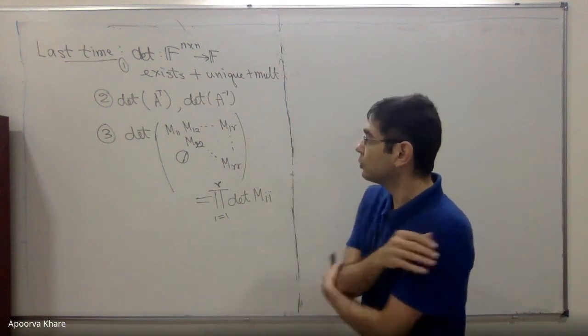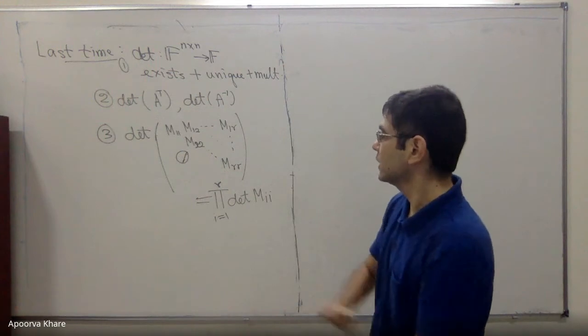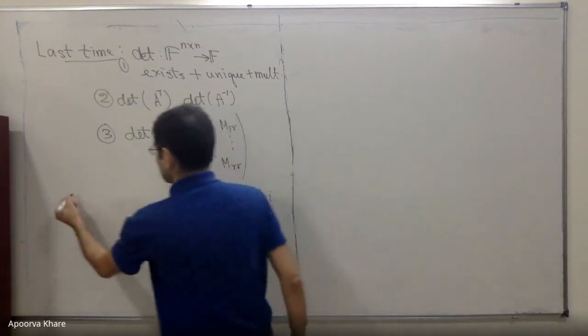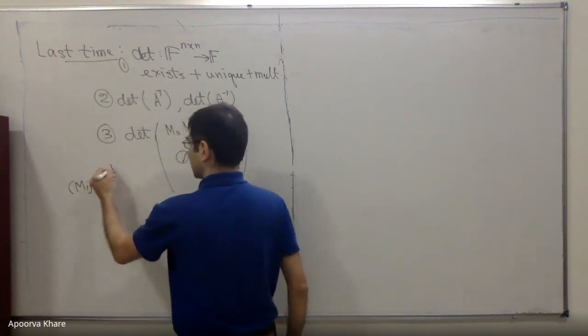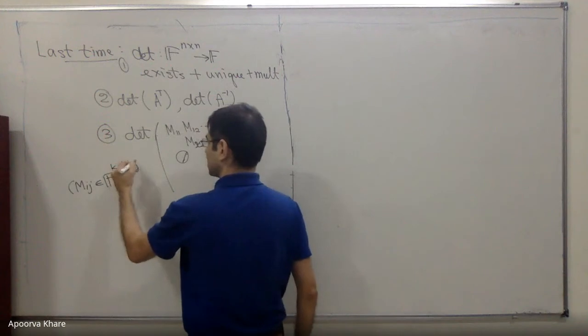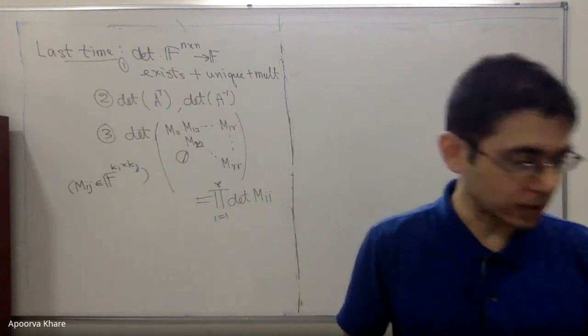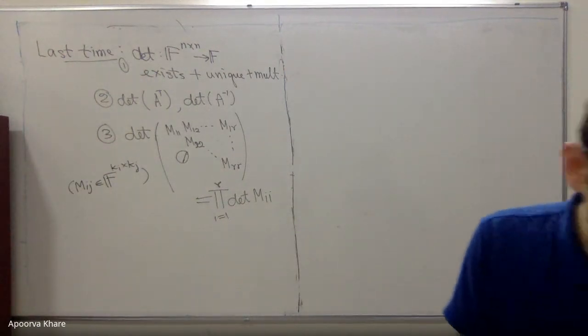And then we moved on to triangular matrices, except more generally, we looked at block triangular matrices. And we proved that the determinant is equal to this thing, where each Mij is of some fixed structured size, F to the ki plus kj. Each Mii is a square matrix, and so you can take the determinant, and we did. Okay, so now let's continue.